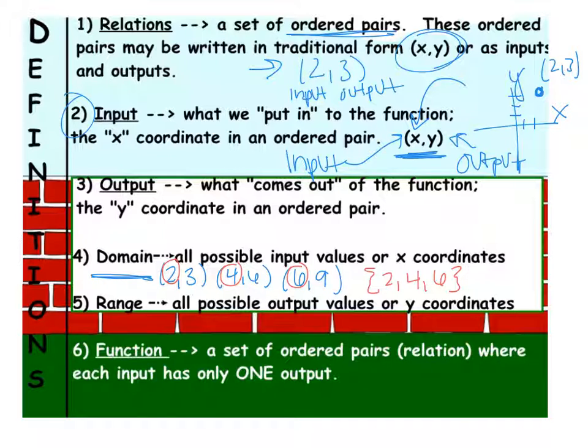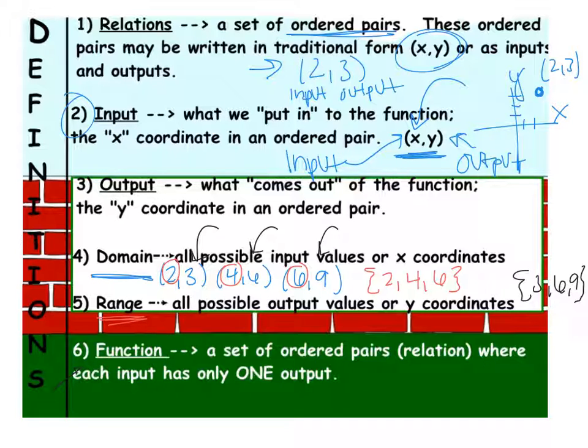Okay, our next word is range. Range is all possible output values or the y-coordinates. So in that relation, I just used as an example, (2, 3), (4, 6), and (6, 9), my range are all the y values, 3, 6, and 9. So I would say the range is 3, 6, and 9. Okay? And then finally, our last word here is function.